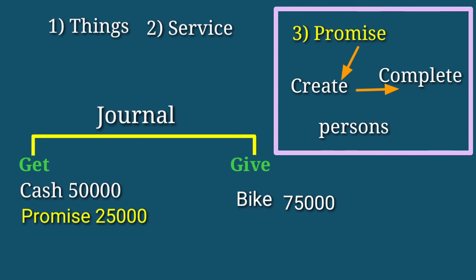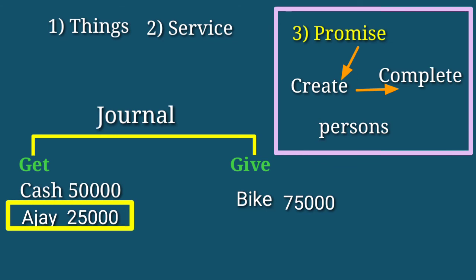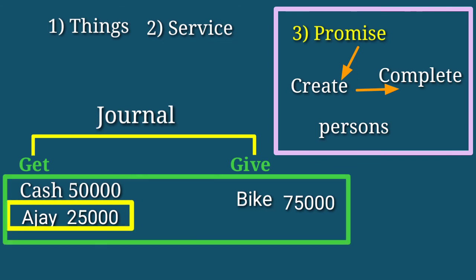So what we will do? First we need to create the promise. Who gave the promise? Mr. Ajay. Okay, so we can write here cash 50,000 and Ajay 25,000. That is day 1: I give the bike and I get cash 50,000, and also we create a promise in the name of Ajay 25,000.